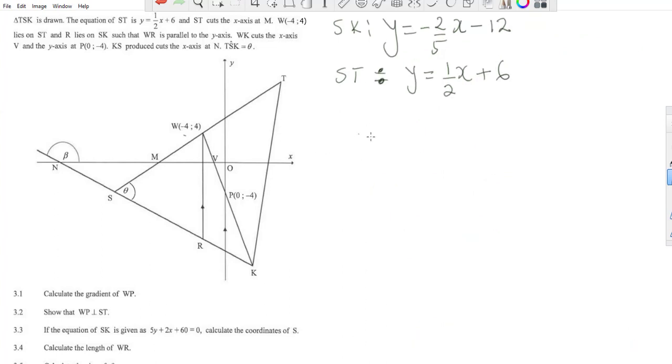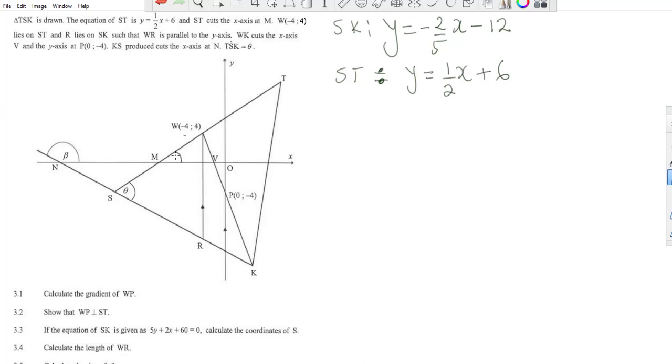Now, looking at the angle theta. This is the angle theta. But the angle theta is made by the line ST and the SK. To find the angle theta, to determine the angle theta, or to calculate the size of theta, you have first to find this angle.